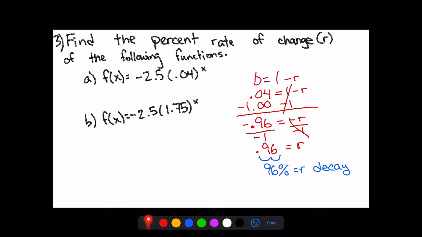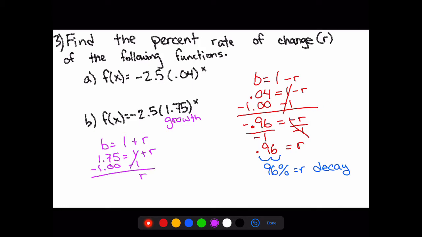On to letter B. F of x is equal to negative 2.5 times 1.75 raised to the power of x. Now in this case, our b value is 1.75, which means that this must be growth occurring. So if this is growth, again, we can do the same exact process. B is equal to 1, and then this time, since it is growth, it's going to be plus r. From here, we know that our b value 1.75 is equal to 1 plus r. Then we just solve for r. We subtract 1 from both sides.